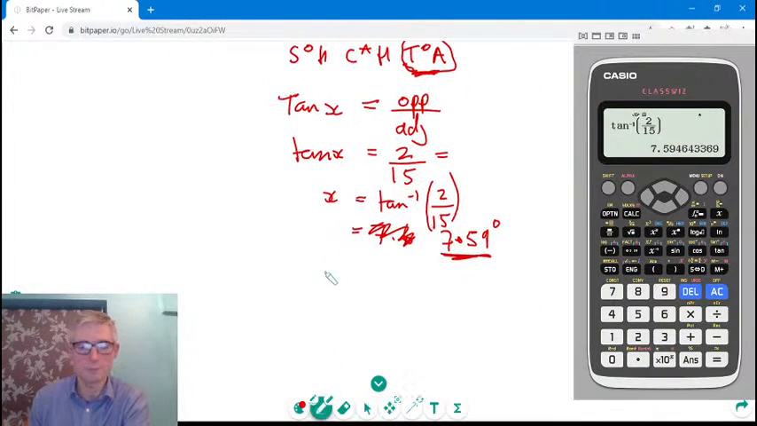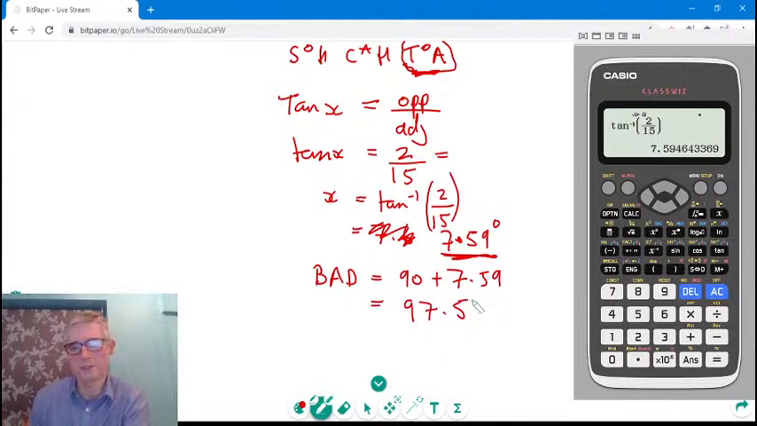So BAD equals 90 plus x, and x is the 7.59, and so that would give me 97.59. Then if I round that to 1 decimal place, that means I'm cutting it off there. And of course, the 9 is 5 or more, so that's going to become 97.6. And that's it, we've done it.